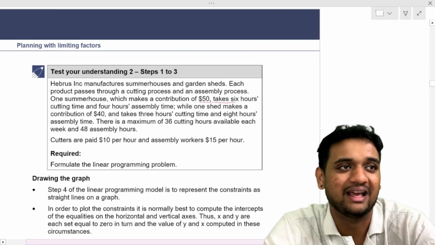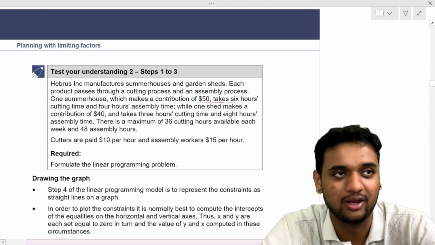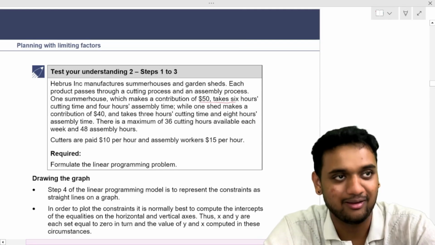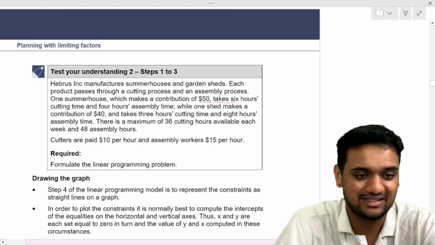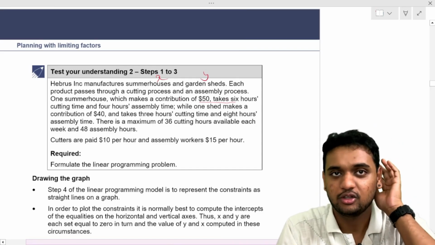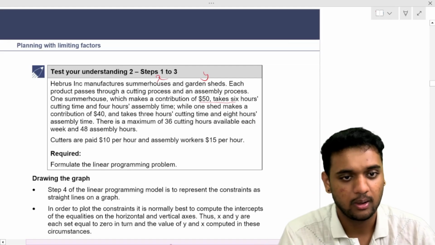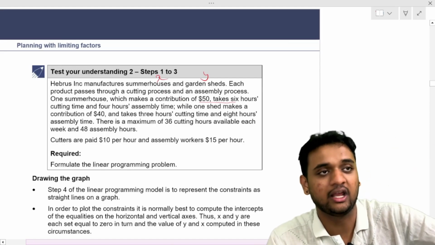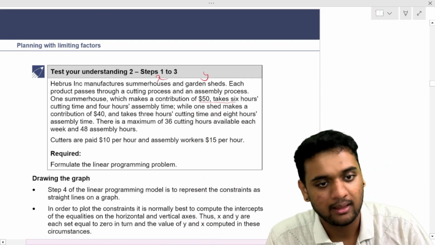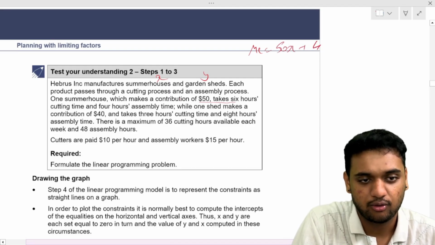Before that, you have to tell me what X and Y mean. Summer house, correct. X is the number of units of summer house, and Y is the number of garden sheds we are going to produce. Understood? And each product has to go through cutting and assembling. Summer house will go through cutting and assembling. Garden shed will go through cutting and assembling. So the maximum contribution line, MC, will be 50X plus 40Y.